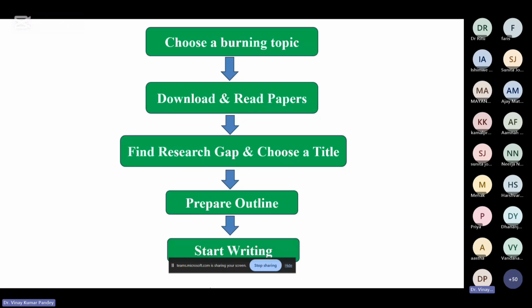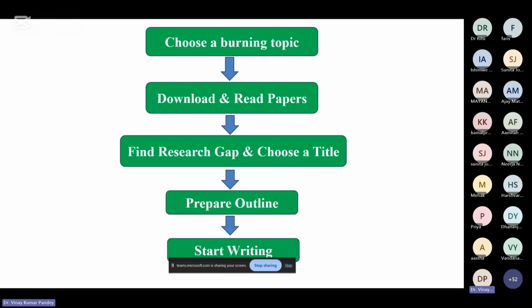lots of journals, where some journals have publication fees, some journals do not have any publication fees. So there you can publish your article without any charges, or without any article processing charges. And there are lots of free of cost, good quality journals, but you have to be very precise while choosing a journal. Now the third step is find research gap and choose a title.